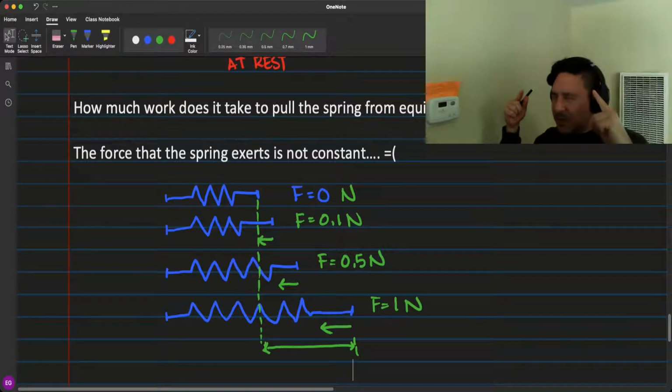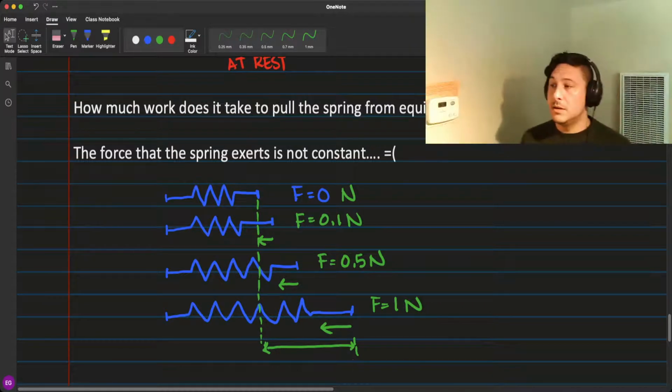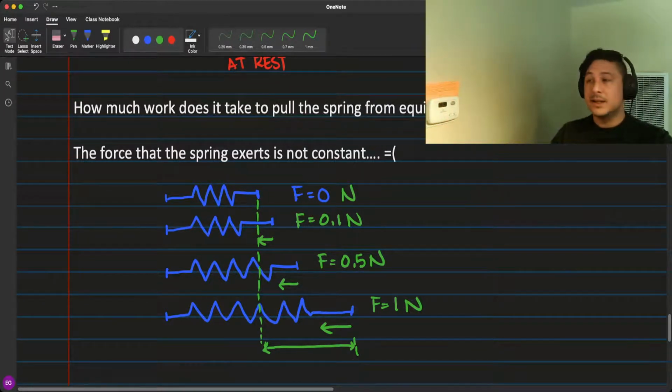spring moved. I keep on wanting to say string, but it's a spring. Oh, let's turn on the light. There we go. Got some lighting.